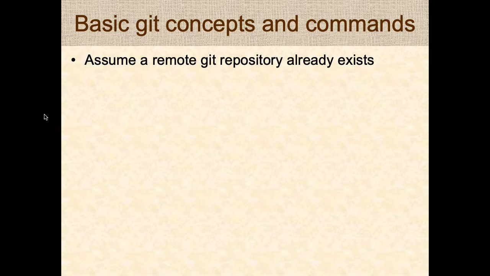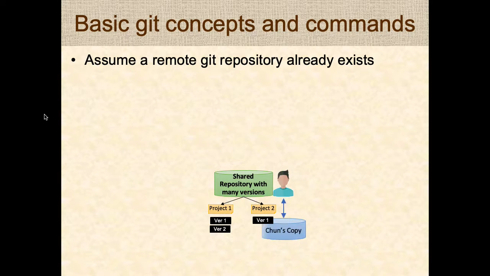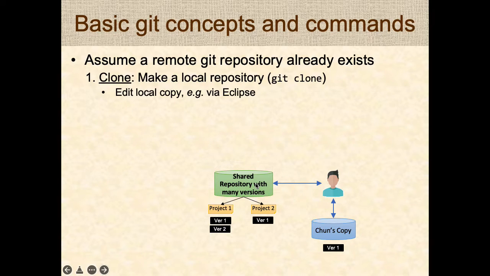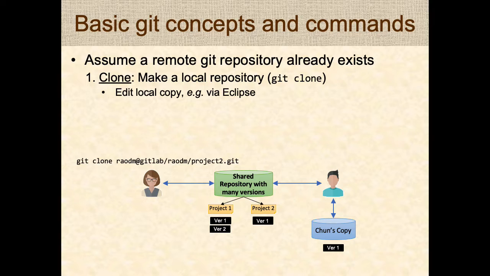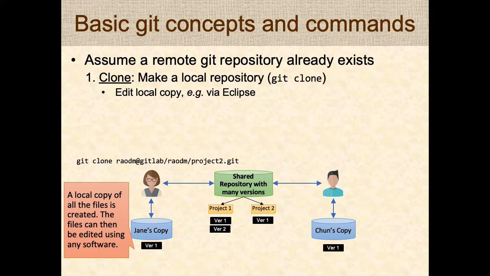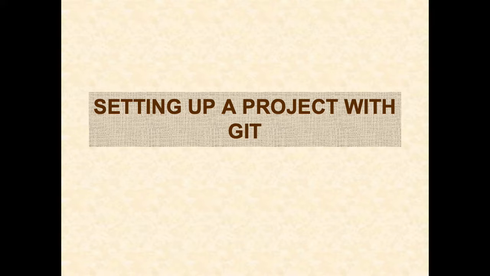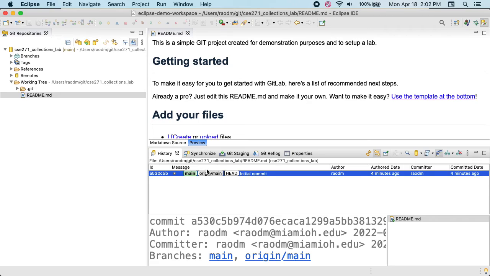So here's what we did. Remember, we assumed that we had a remote repository which had some versions. This is the repository we created via GitLab. And then we made a clone which makes a local copy. So that means we used Eclipse to do the git clone. It pulled up the version and put it in our local copy. And now we can use the local copy for performing operations. So let's see how we can set up a project with this local copy that we just created via Eclipse.